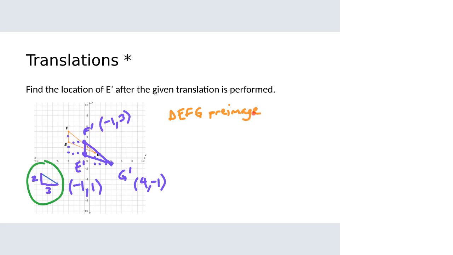And then after we move it, we end up with triangle E prime, F prime, G prime, that is our image. And we can find the coordinates of each point, because that's how we're going to move our triangle. And that's a translation. That's a slide. You can sort of visually imagine that triangle just being slid over to the new position.